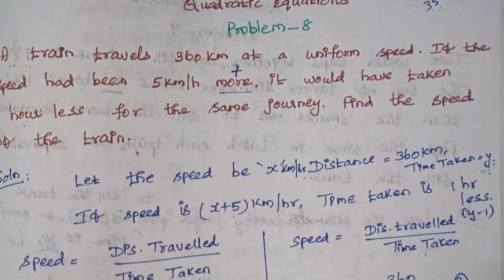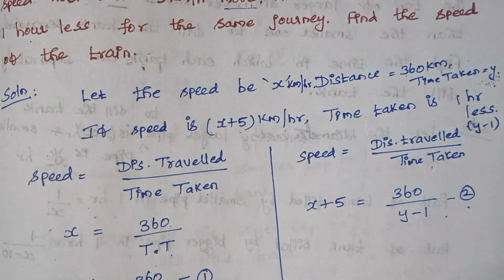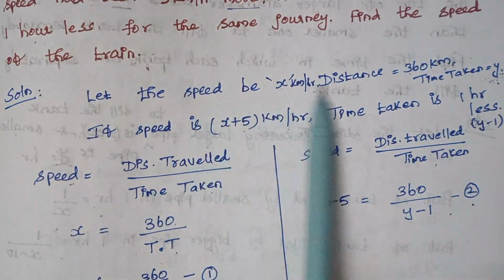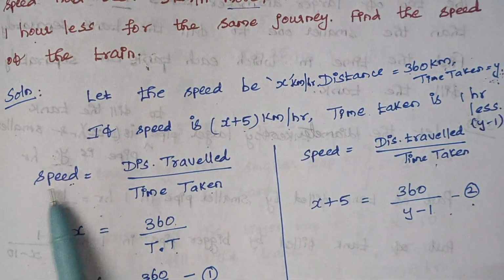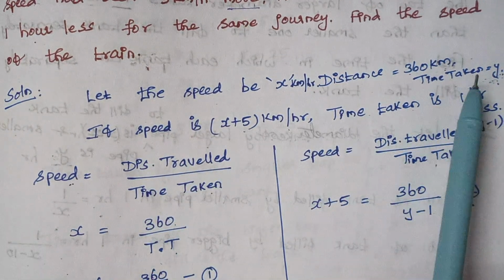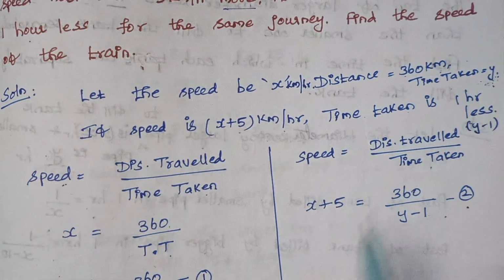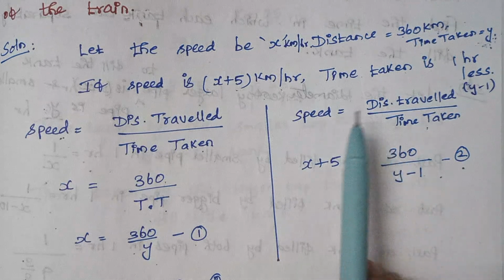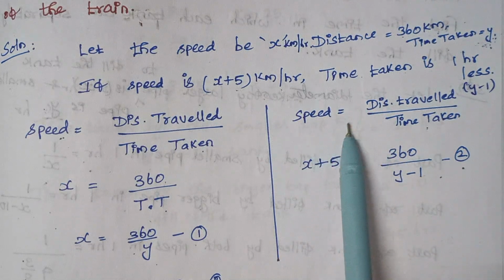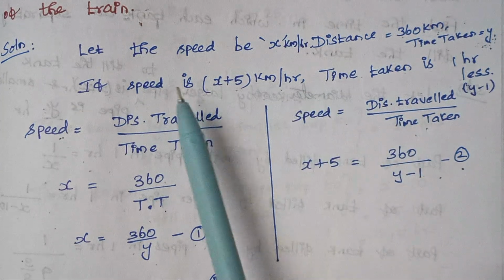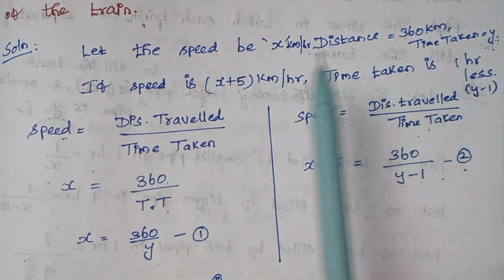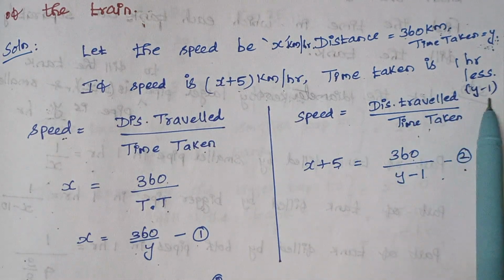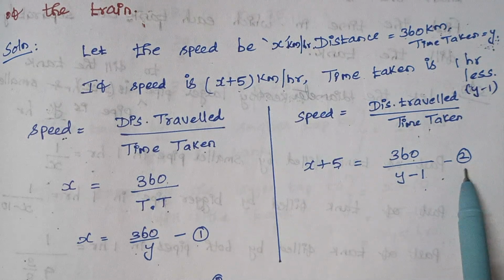Now we are going to use the speed formula. Speed is nothing but distance travelled by time taken. We don't know the speed, so for the first statement we are writing here: speed is x, the distance travelled is 360 and the time taken is y. So the relationship is x is equal to 360 by y. Now in the second case, again speed is equal to distance travelled by time taken. We have to take data from this statement. So the speed is x plus 5 and the distance is again the same. Now the time taken is y minus 1. So let this be equation number 2.